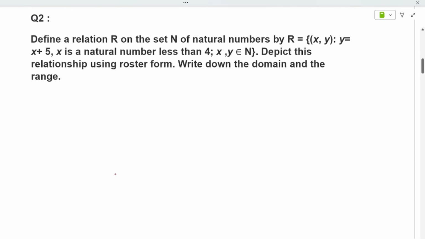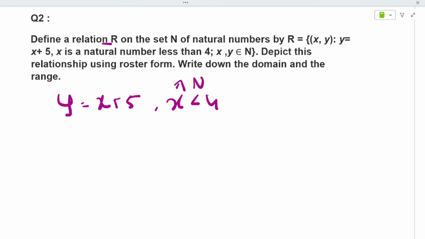Next, if we go on to the second question, they have given: define a relation R on the set N, which means natural numbers. The relation they have given is y is equal to x plus 5. Here also, they have given the condition that x is less than 4 and is a natural number, that is, x belongs to N.